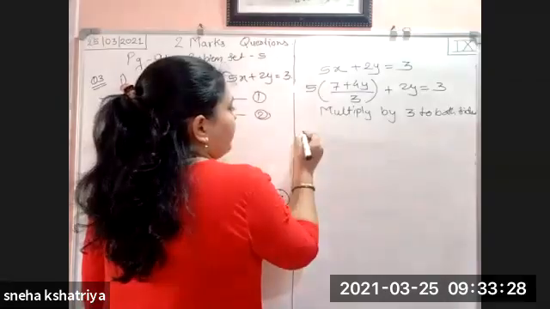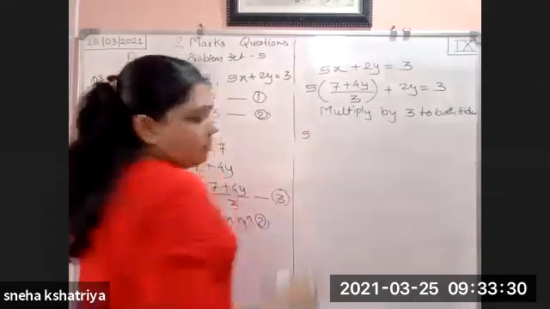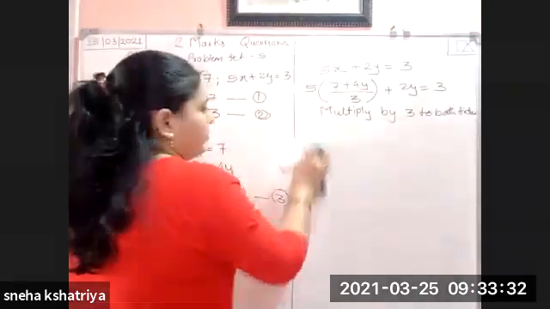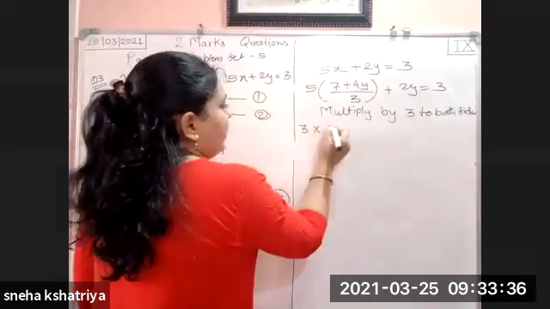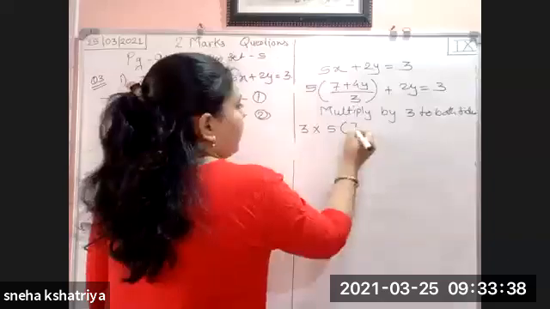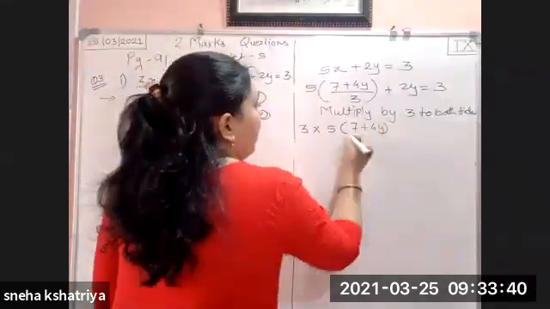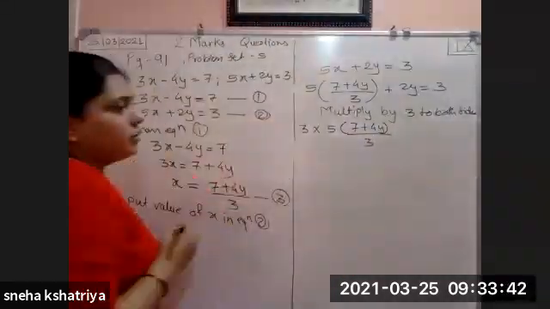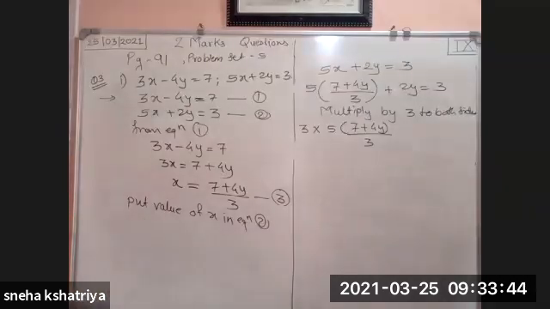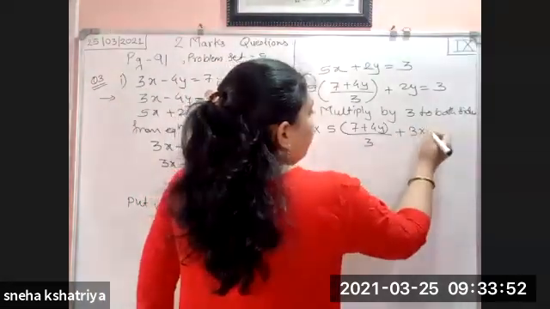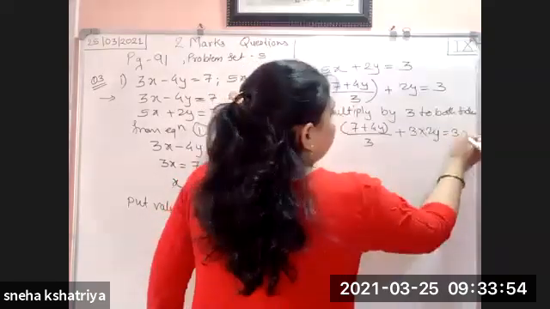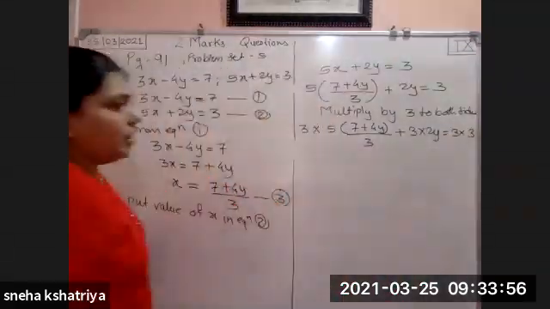So what will we get? Write it down. We will see step by step. 3 multiplied by 5 into bracket 7 plus 4y. I'm writing this 3 like this, not in brackets. I'm writing it on the denominator side without bracket, because this 3 and 3 we have to cancel. That's why. 3 multiplied by 2y, which is equal to 3 into 3.